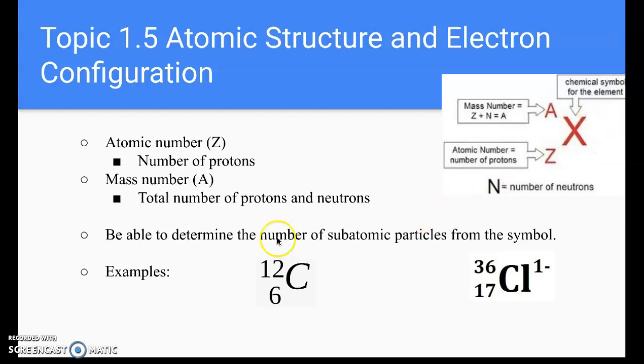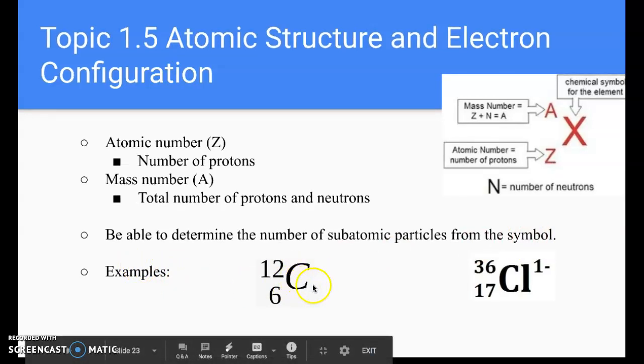So now with this, we want to be able to determine the number of subatomic particles from the symbol. So there's 2 examples here. This first one, we have carbon. Now if this bottom number here wasn't listed, if it was absent, you can get that from the periodic table. Carbon's element number 6. So this atomic number tells us the number of protons. So this has 6 protons. To get the number of neutrons, we take the mass number minus the number of protons. So in this case, 12 minus 6, so you're going to have 6 neutrons.